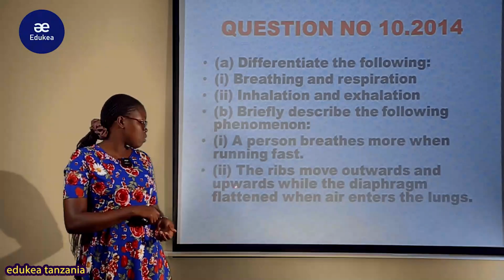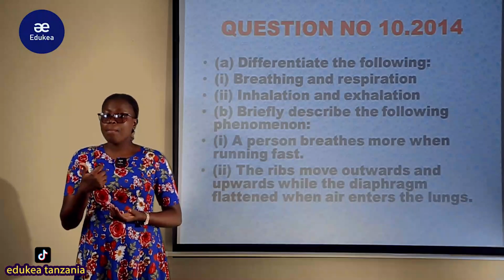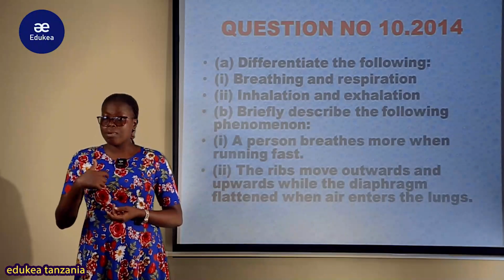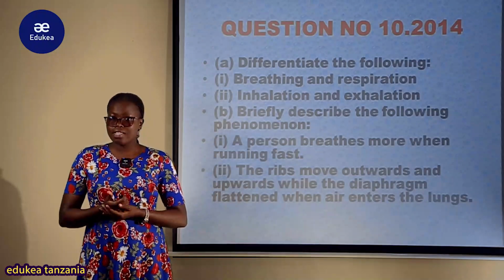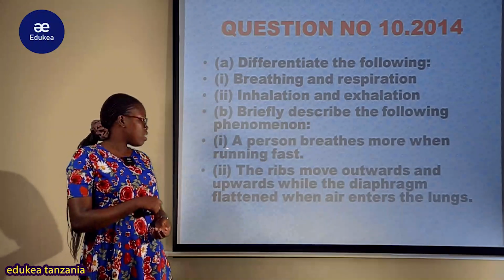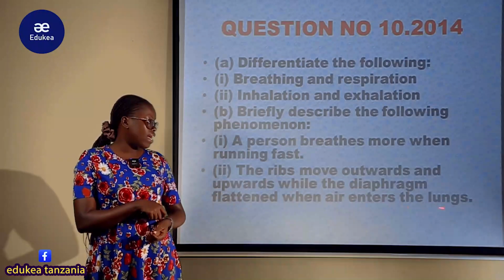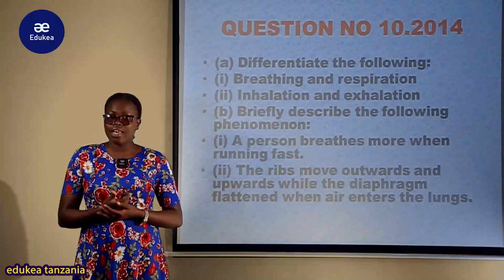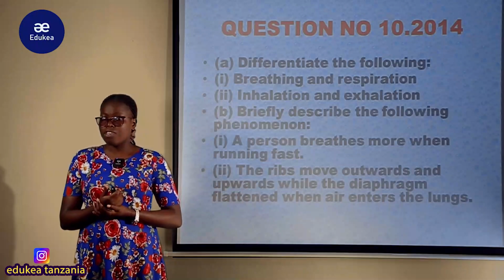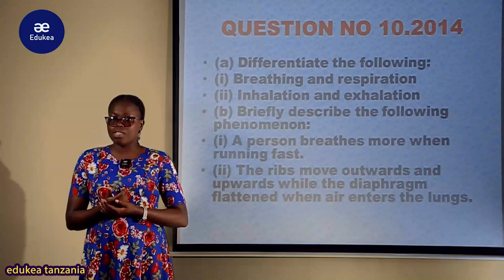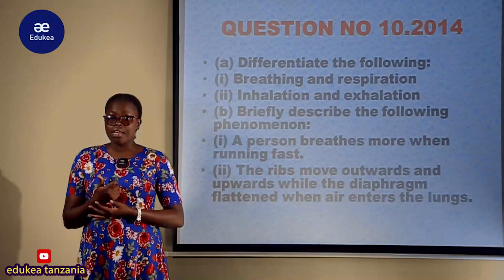Another one is this one. Kwa nini wakati wa kupumua? This is the mechanism of inhalation. If you are familiar with what happens during breathing in, or taking air, usually oxygen, into the body, you will answer this question. The ribs tend to move outwardly and upwardly while the diaphragm tends to flatten when air enters. This answer is derived from the concept of inhalation, the mechanism of breathing in. So these are the events which take place during breathing in.